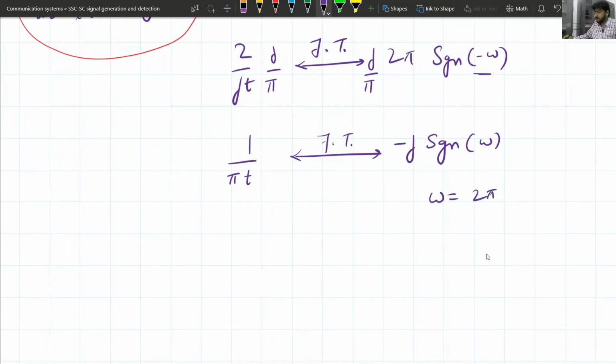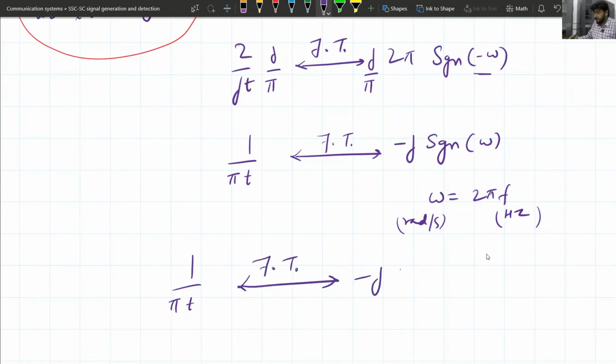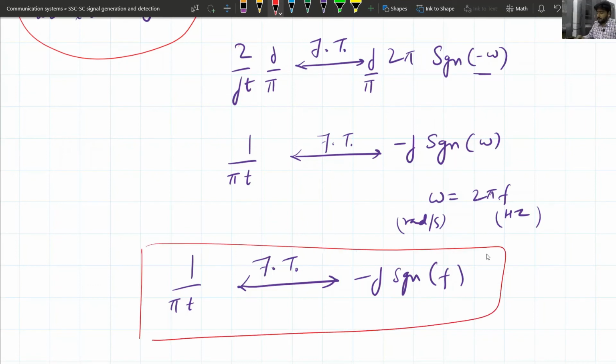This is in terms of radian per second. Writing in terms of frequency in hertz, we can write its Fourier transform as minus j sgn f. So this is the Fourier transform of the signal.